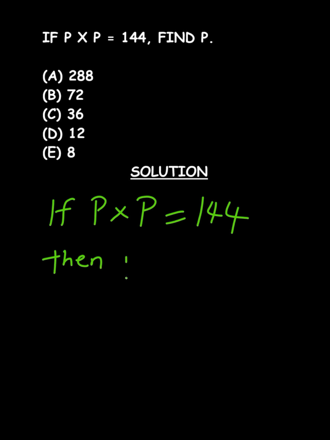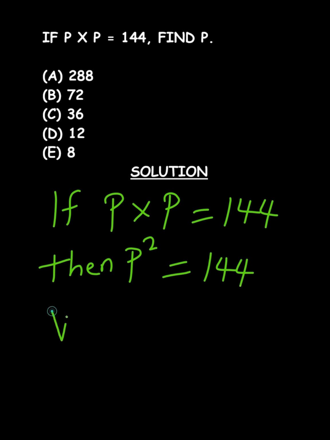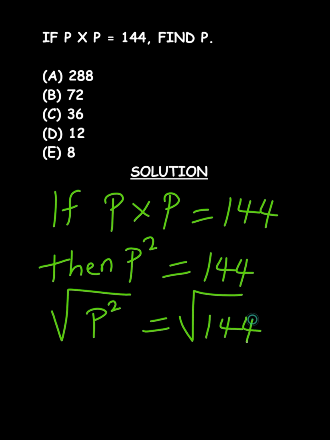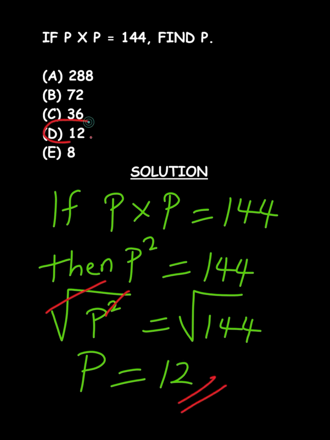Then P squared is equal to 144. Taking the square root of both sides, the square root of P squared is equal to the square root of 144. Then the square root of P squared is P, and the square root of 144 is 12. Therefore, P is equal to 12. The correct answer is D.